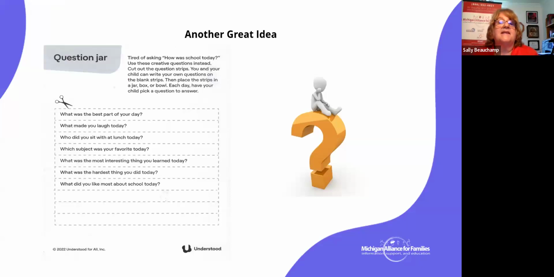So another great idea is the question jar, where you see there's a copy of a worksheet that you can have the questions already printed out for you. You just cut them in little strips and put them in a jar. And then your child, when they come home, picks one or two slips out of the jar, and that's what you talk about. Another good idea would be writing your questions down on popsicle sticks and putting them in the jar, and then your child picks out a popsicle stick. You don't have to use the ones that are here, but these are just ideas on how to get you started with this.